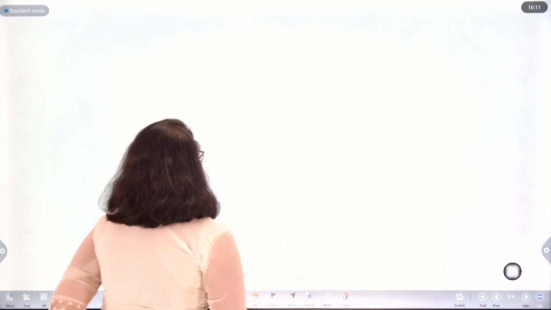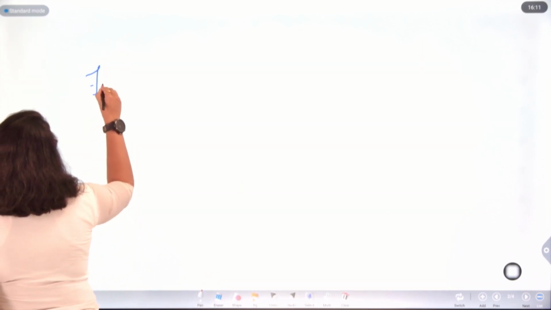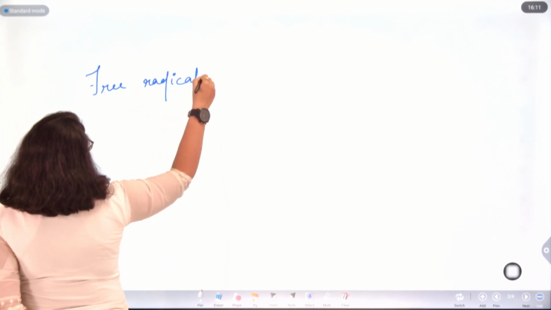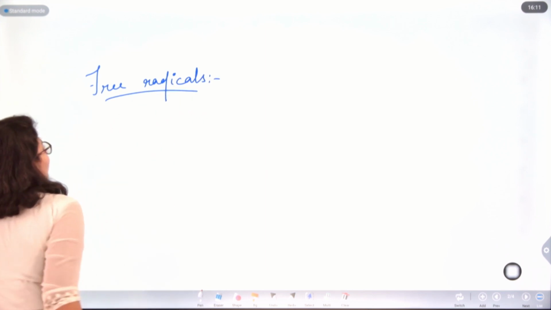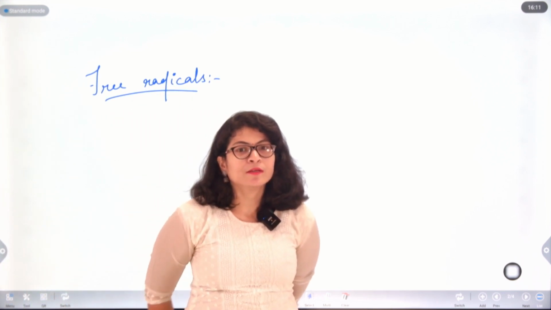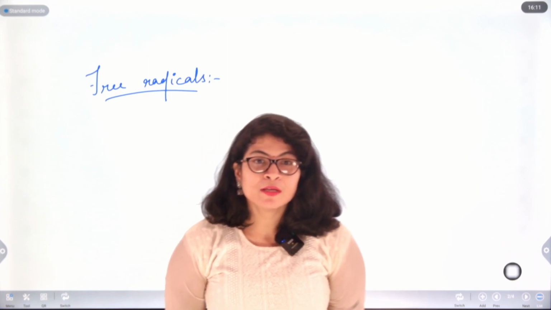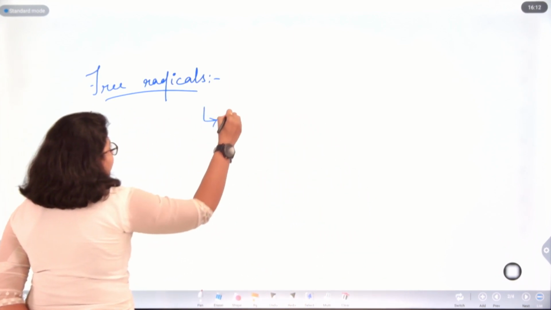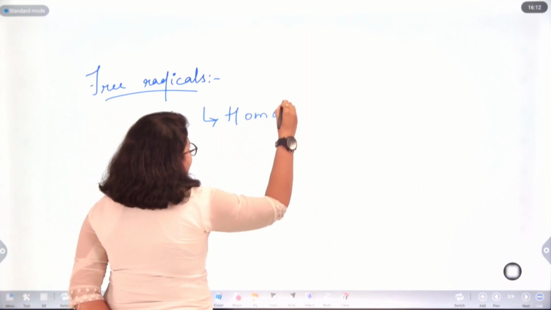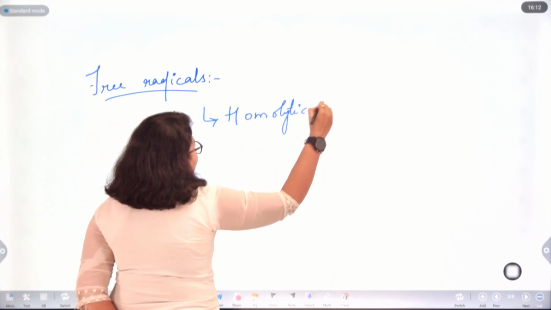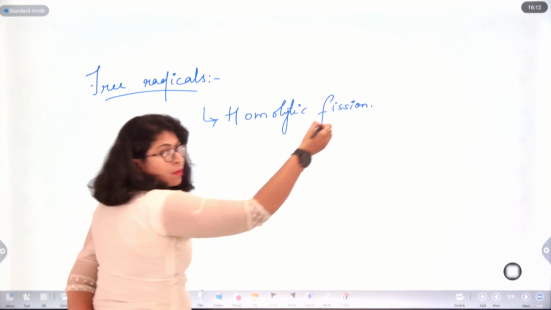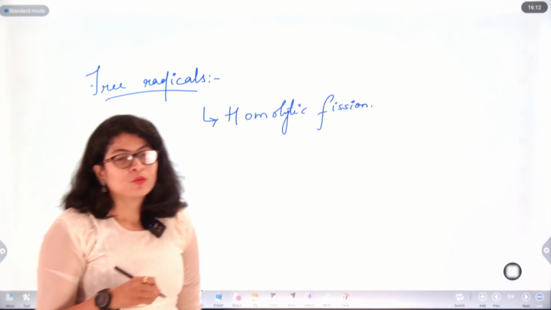Now in this video, we will be taking up free radicals. If I consider free radicals, what happens? How are free radicals generated? See, by homolytic fission. By homolytic fission. What do you mean by homolytic?